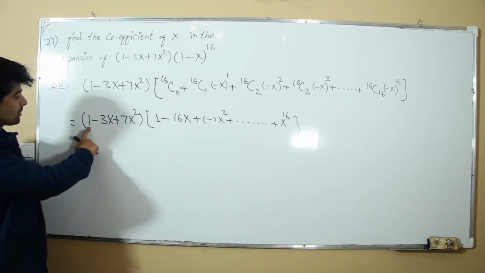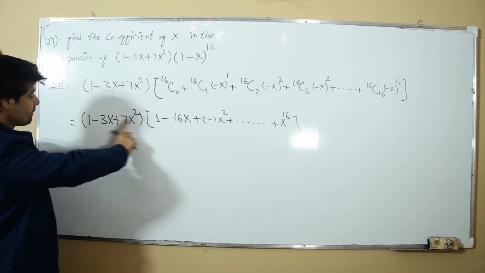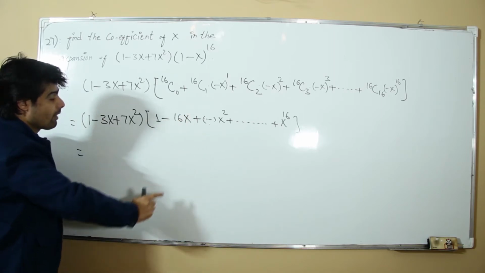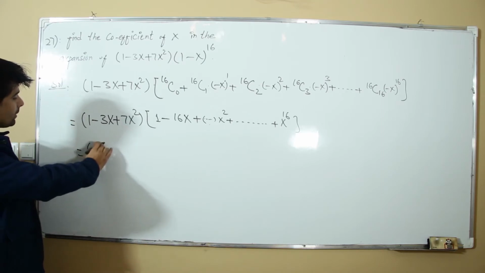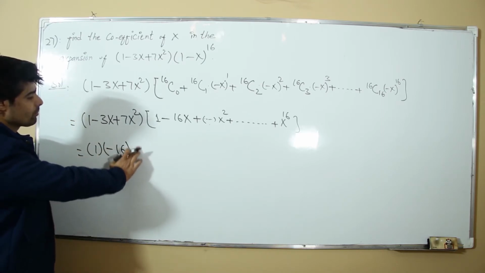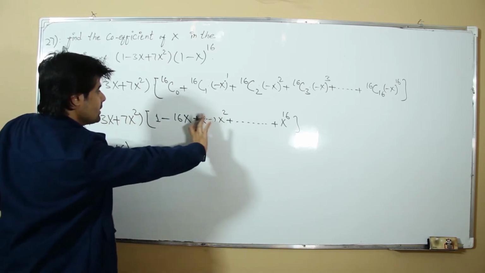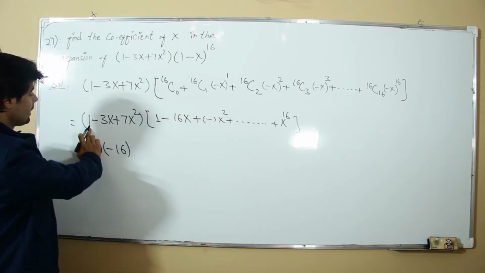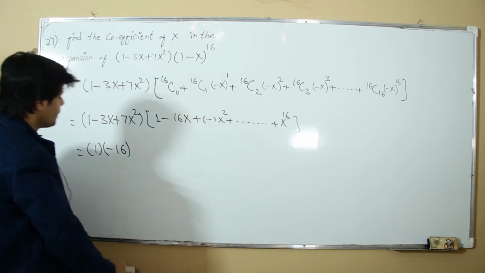If I multiply 1 with this one, there is no x to the power 1. But if I multiply 1 with the x to the power 1, you will find x to the power 1. So the first term is 1 times minus 16. And here we have x to the power 1. If I multiply 1 with the x square, there is no x to the power 1. So do not multiply 1 with the remaining terms.